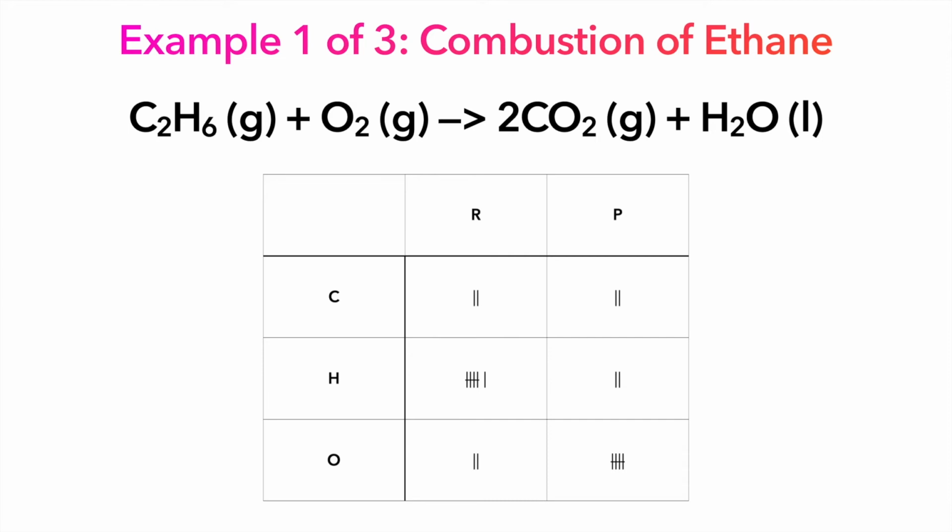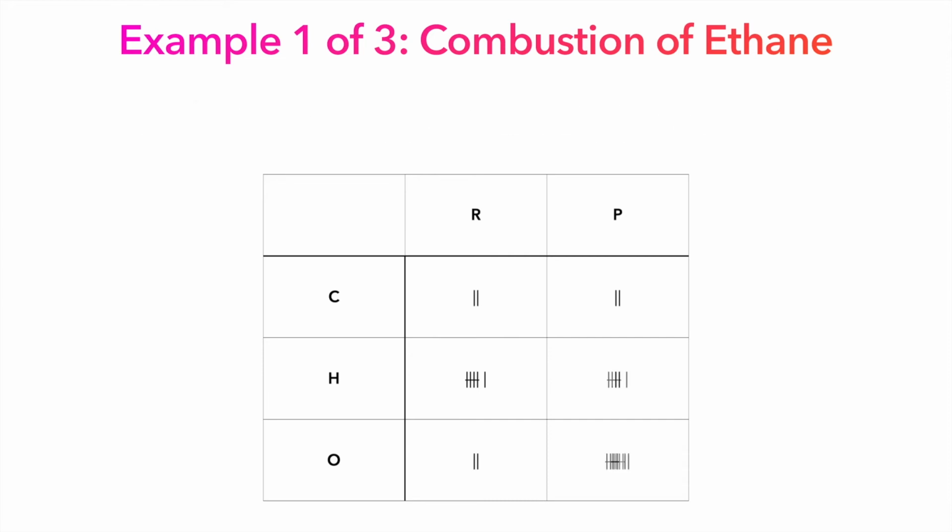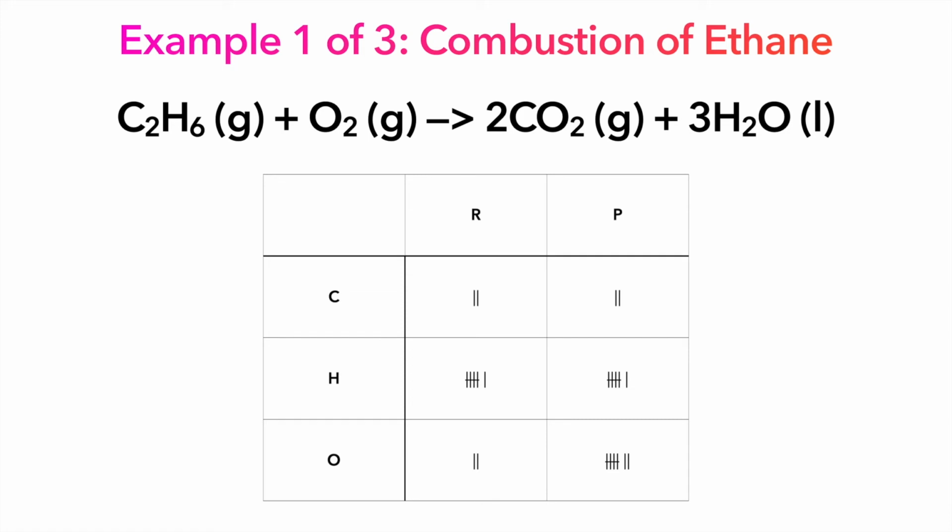Next, I'm going to balance my hydrogens by tripling the number of water I have, giving me 6 hydrogens on both sides, and leaving me with 2 oxygens on the reagent side and 7 in the products.